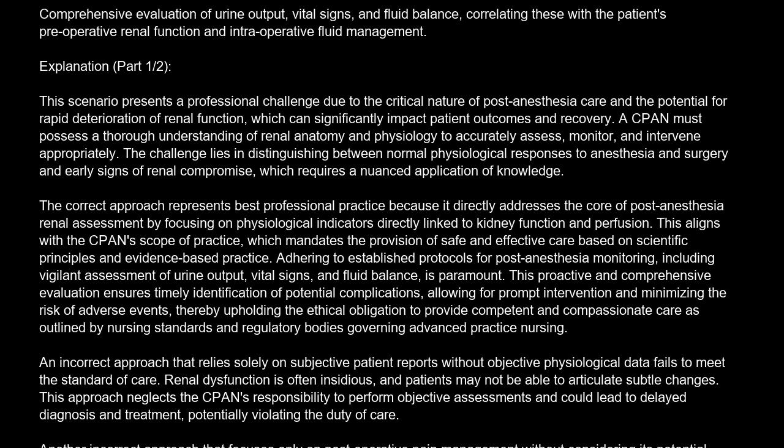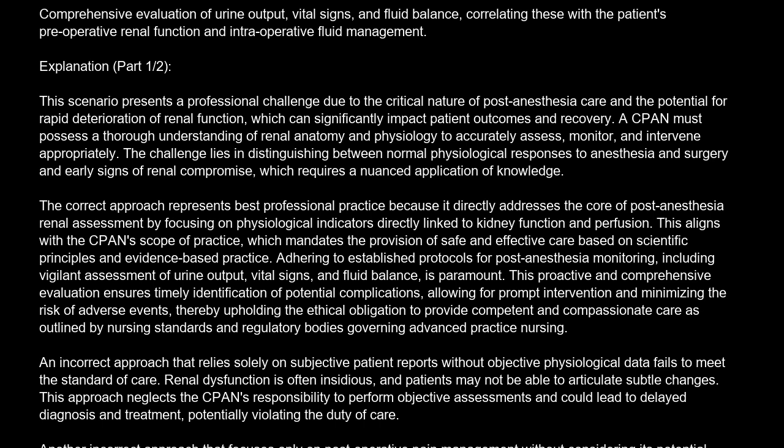This proactive and comprehensive evaluation ensures timely identification of potential complications, allowing for prompt intervention and minimizing the risk of adverse events, thereby upholding the ethical obligation to provide competent and compassionate care as outlined by nursing standards and regulatory bodies governing advanced practice nursing.